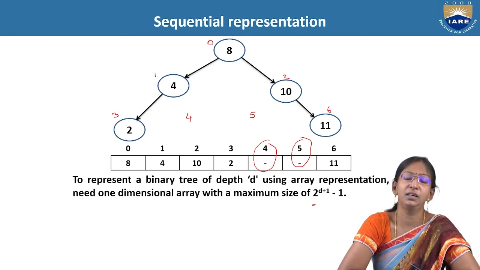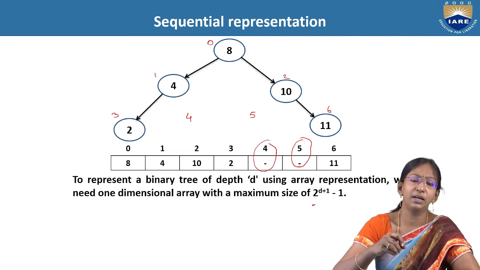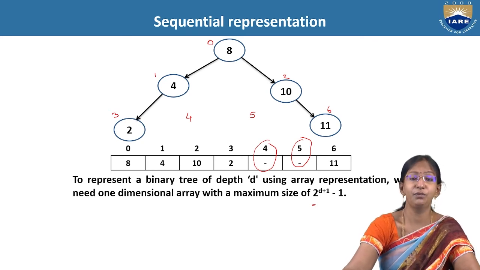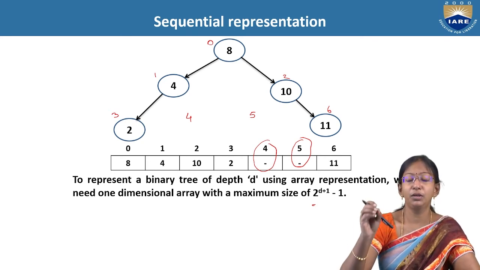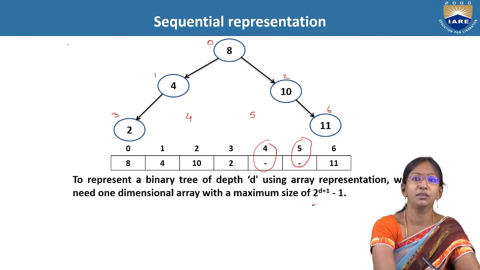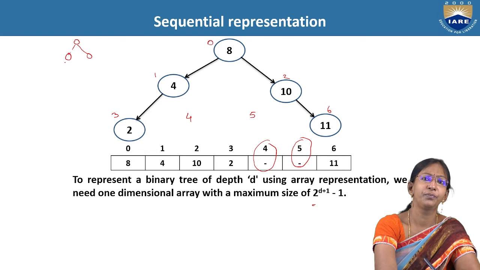Even if a few nodes are missing a few left and right subtrees, we have to allocate some empty spaces for them, because in future they may get filled. For example, a root node is something like this. It is having a left child, a right child. Left is having a left, a right, right.